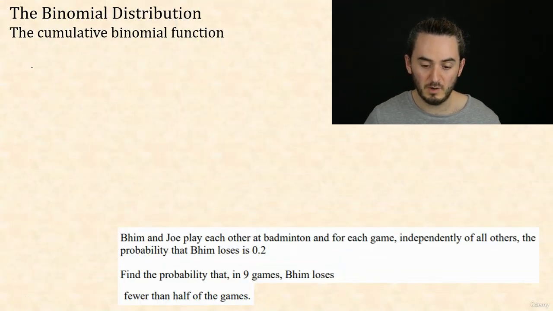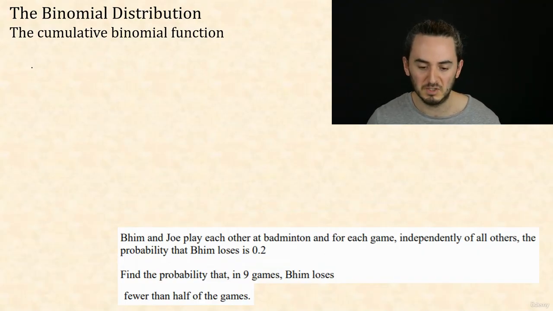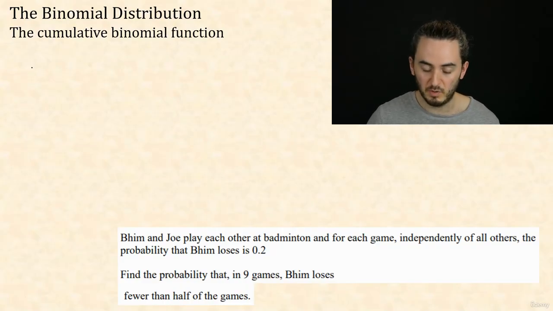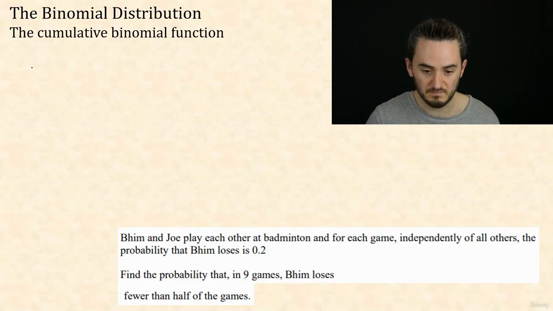Let's have a look at this question here. Let's see how far we can get, and then I'm going to show you how to use the calculator to do the whole lot for you in one go. So Bim and Joe play each other at badminton, and for each game, independently of all the others, the probability that Bim loses is 0.2. Find the probability that in 9 games, Bim loses fewer than half of his games.